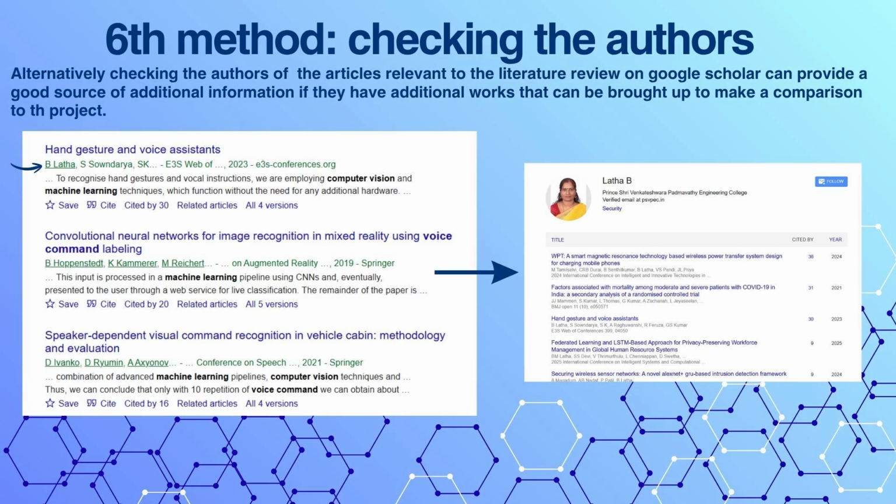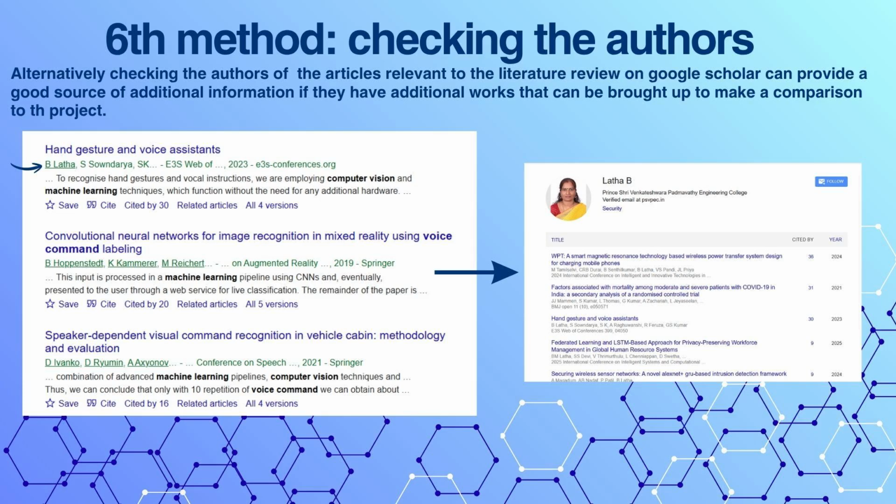The sixth method is checking the authors of relevant articles. If we find an article that is particularly useful for our literature review, we can search for the author on Google Scholar. This is useful because researchers often publish multiple studies within the same research area. Their other publications may therefore contain information that is directly related to our project.